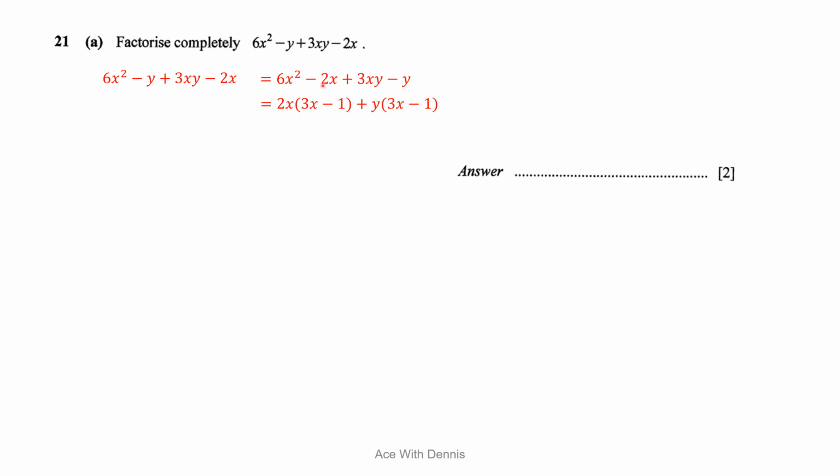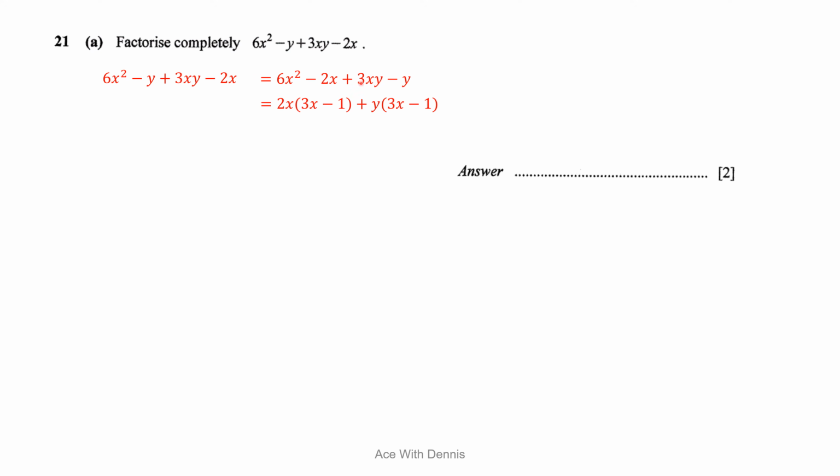Question 21a. Factorize completely 2x squared minus y plus 3xy minus 2x. 2 marks. So this is the expression given, and we can rewrite it as 6x squared minus 2x plus 3xy minus y, where we bring the minus 2x together with 6x squared and minus y together with 3xy. Why is it so? Because for 6x squared minus 2x, the common factor is 2x. We can factorize it out: 2x times 3x minus 1.